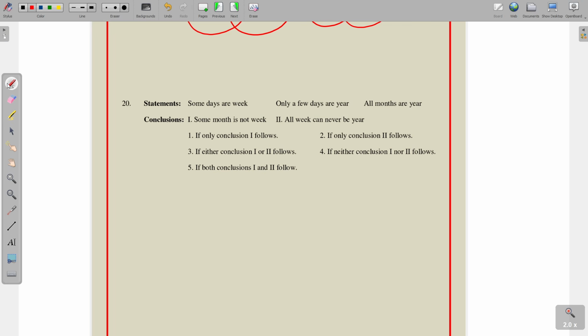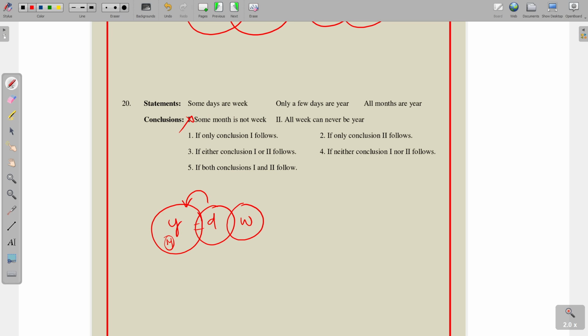Next, last one. Some days are weak, and only a few days are year. Next, all month are year. Next, conclusions. Some month are not weeks. Actually, month here and weeks here, there is no definite relation between both. So first one is not follows.